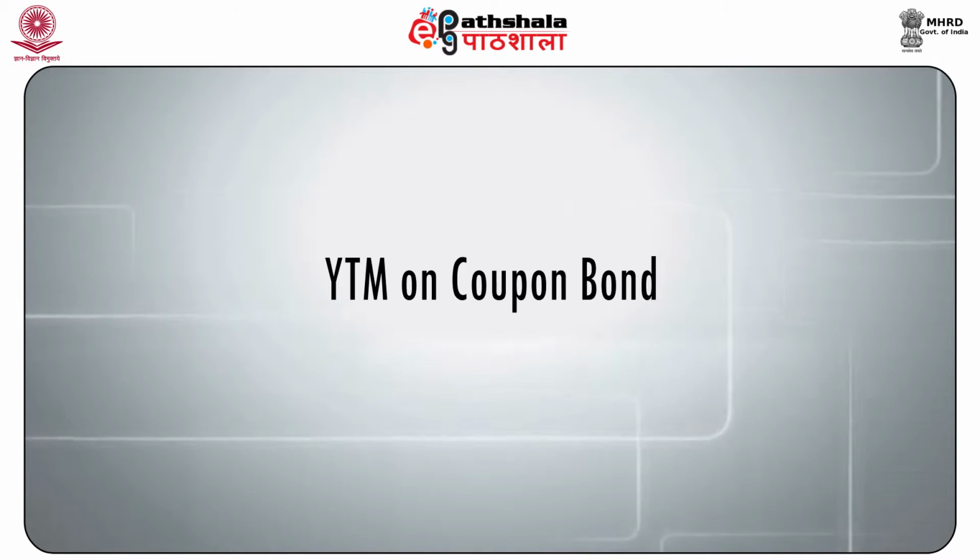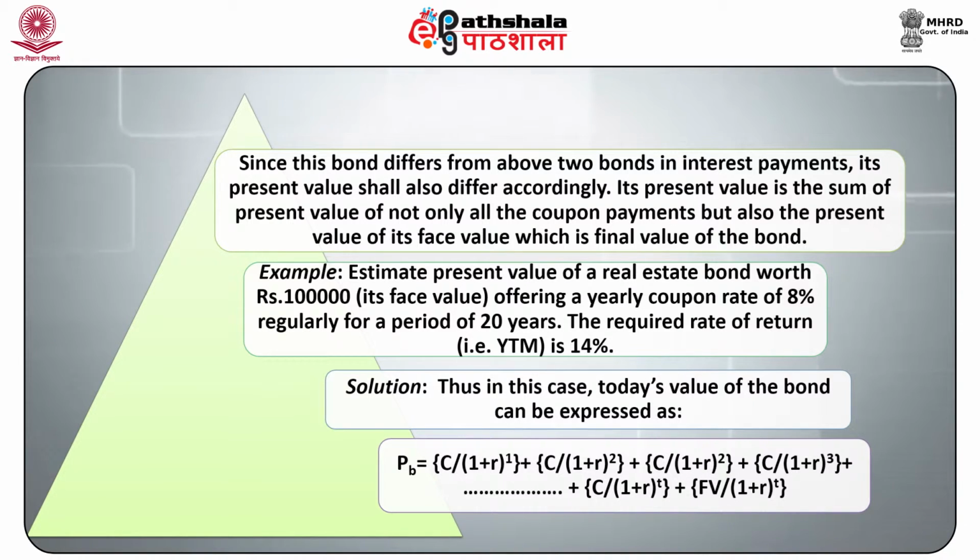YTM on coupon bond. Since this bond differs from the above two bonds in interest payment, its present value shall also differ accordingly. Its present value is the sum of the present value of not only all the coupon payments, but also the present value of its face value, which is the final value of the bond. Say for example, if you have to estimate the present value of a real estate bond worth rupees 1 lakh, its face value, offering a yearly coupon rate of 8% regularly for a period of 20 years, the required rate of return, YTM, is 14%.